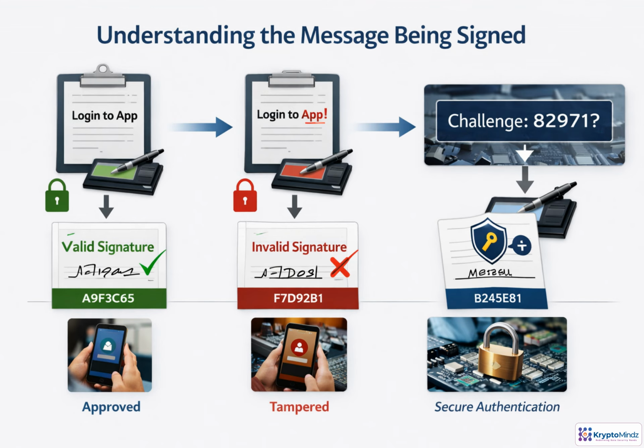A digital signature is not a general approval. It is bound to the exact message that was signed. "Login to app" and "Login to app!" produce different signed data, so the original signature should fail if that exclamation point appears later. This is why authentication often uses a fresh challenge or nonce. The user approves one precise request, and the system can detect tampering before trusting it.